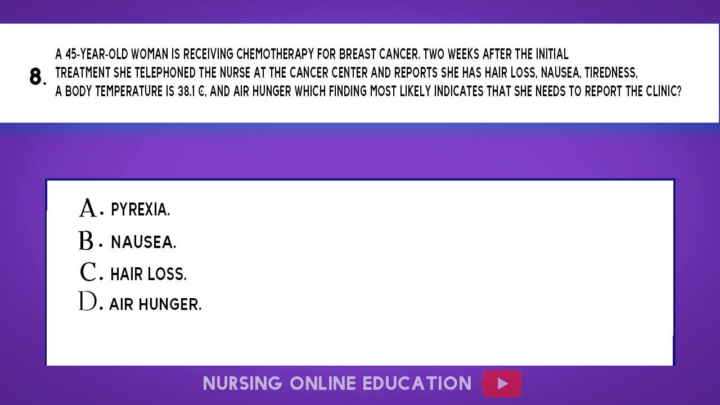8. A 45-year-old woman is receiving chemotherapy for breast cancer. 2 weeks after the initial treatment, she telephoned the nurse at the cancer center and reports hair loss, nausea, tiredness, a body temperature of 38.1 C, and air hunger. Which finding most likely indicates that she needs to report to the clinic? A. Pyrexia, B. Nausea, C. Hair loss, D. Air hunger. The answer is option D, air hunger.